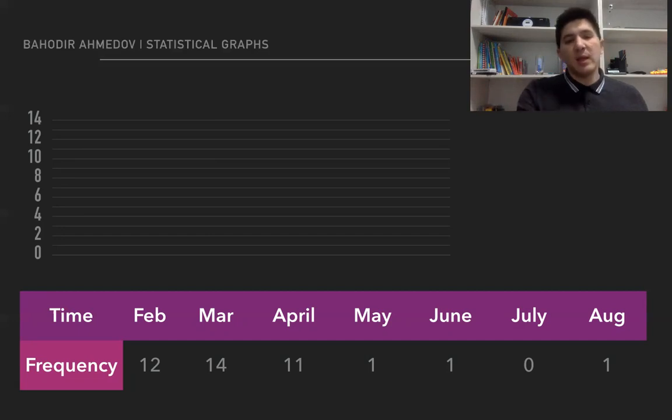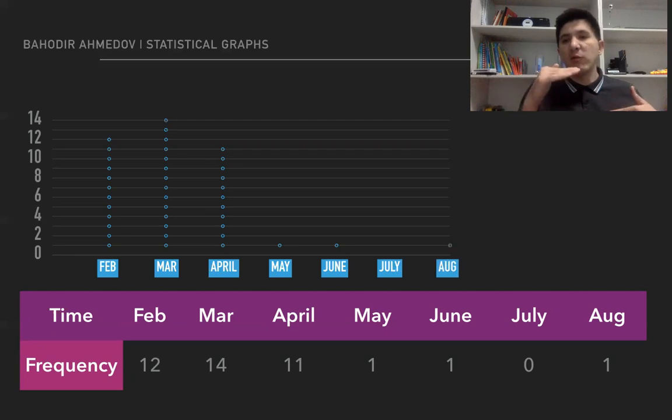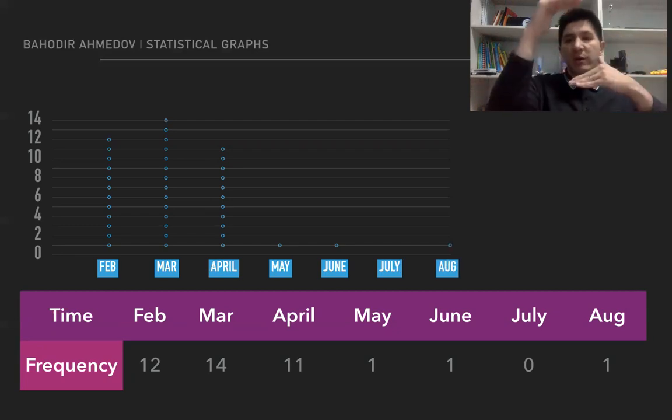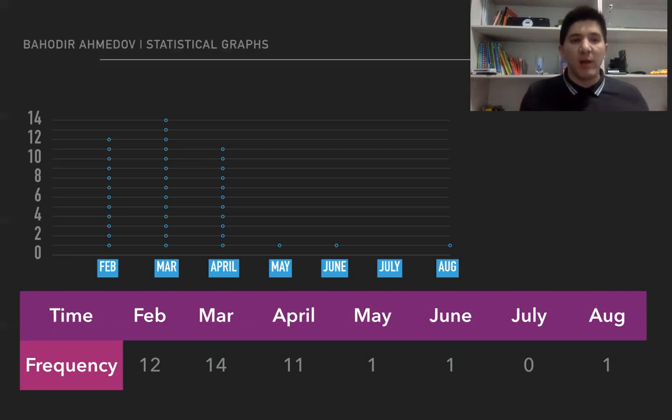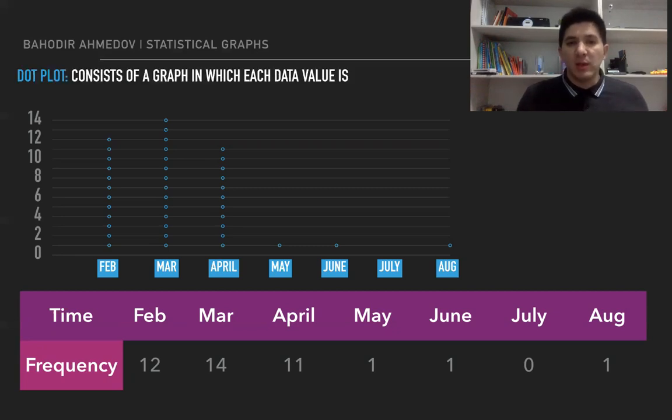So here I see that there are 12 appearances of February, right? So the frequency of February is 12, which means that if I would draw this using the histogram, for example, I would draw the bar whose height is equal to 12. So now what I would like to do is put the points depending on the frequencies. For February, I will put 12 points stacked on top of each other, because the frequency of February is 12. For March, I'm going to put 14 dots because the frequency of March is 14. For April, we're going to put 11 dots because the frequency of April is 11.